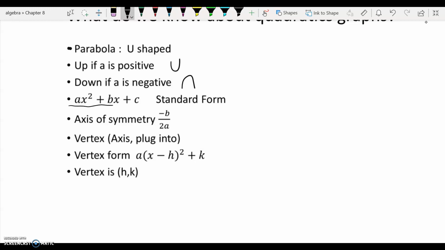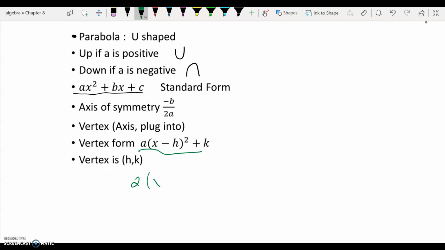Do not forget, standard form looks like this. To find the axis of symmetry in standard form, you're going to do negative b over 2a. And then to find the vertex, you're going to take that and plug it into the equation to find the y value of the vertex. Vertex form looks like this: a times (x minus h) squared plus k. Your vertex is (h, k). Do not forget, if I had it like this, my vertex is going to be a positive 3. So just as a reminder, those are all the things that we've done so far.